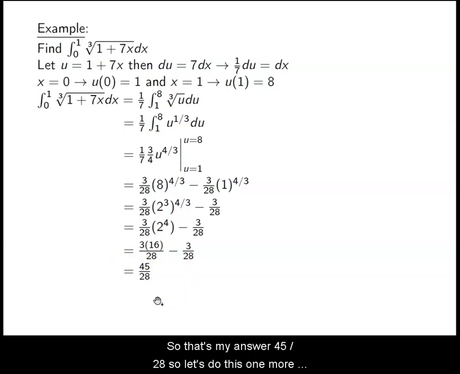So let's do this one more time. But instead, let's not change our bounds. Let's keep our bounds in terms of x, and we'll talk about how we can do it that way. Now, one way might be easier for you, neither way is easier than the other, but maybe you prefer one over the other. So now it comes down to a matter of preference. So this is how you would do it if you change your bounds of integration into terms of u.